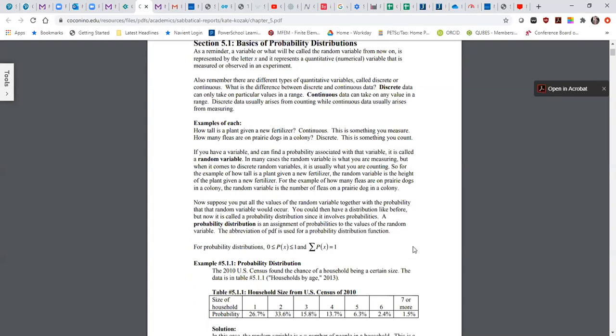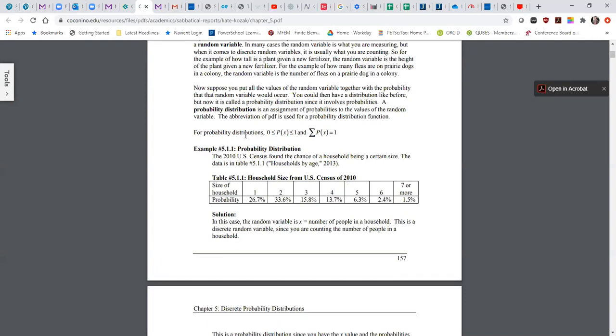So we can call it a probability distribution if it has two conditions. The first one is that the probability should be from 0 to 1, and the sum of the probabilities should be equal to 1.